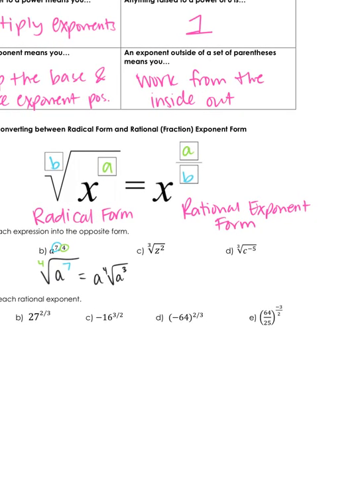All right, for C and D, we have radicals. We want to go to rational exponents. So I'm going to put my base, which in this case is z. And I know that my inside number becomes my numerator. My outside number becomes my denominator.